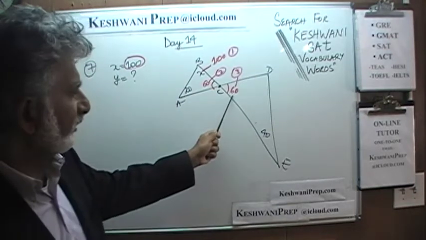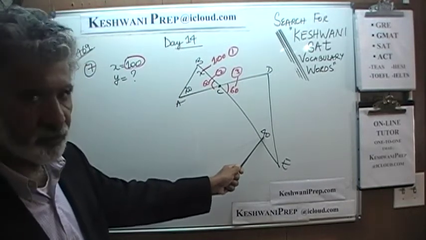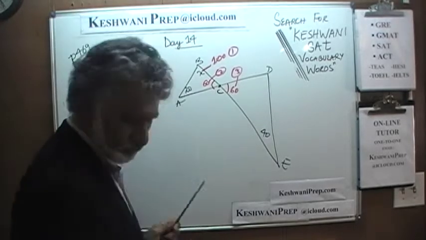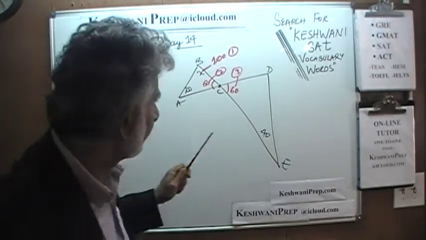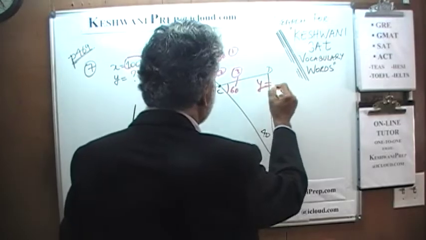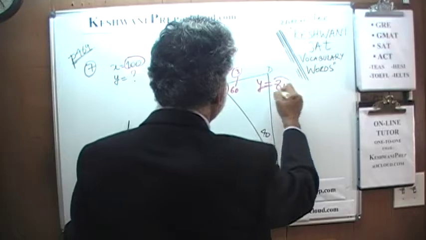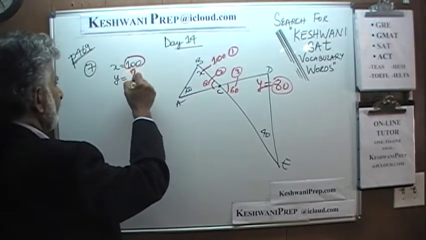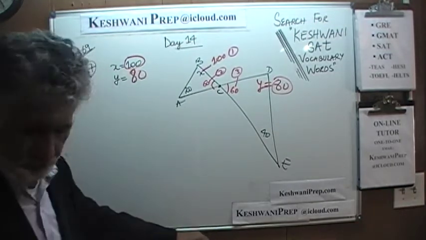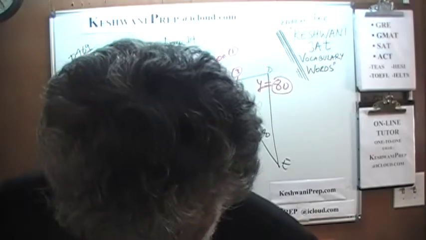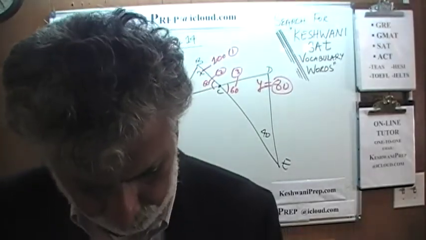Once we know this angle is 60 and this is given to us, which is why it's in black ink, 40 plus 60 is 100, which means, where the bloody hell is y? It must be here, obviously. Which means y must be 180 minus 100, y must be 80. How much is y? The answer is 80 degrees. Nothing to it. Sometimes I make too much fuss about nothing.